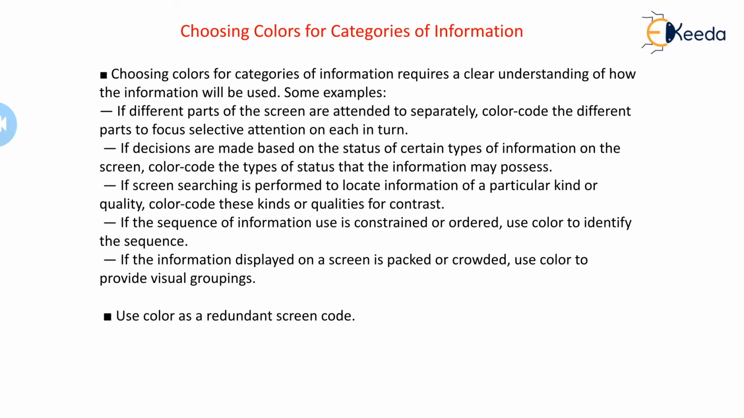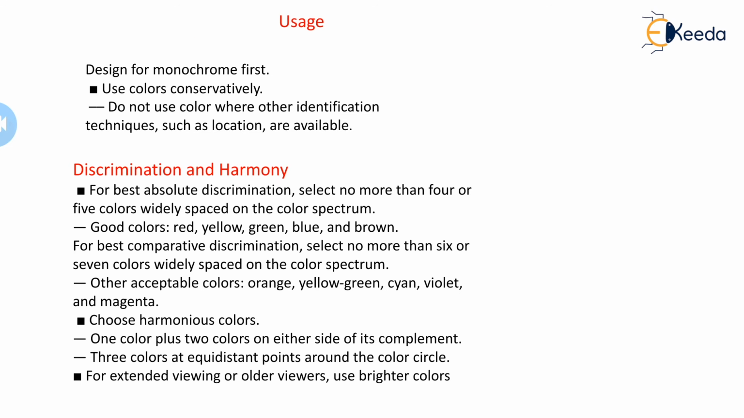Then we have the usage. Usage means designing for monochrome first. Design for monochrome first, or in shades of black, white and gray. A screen should be capable of being effectively used. So we have to permit use of the screen by people with color viewing deficiency and on monochrome displays, in conditions where ambient lighting distorts the perceived color.